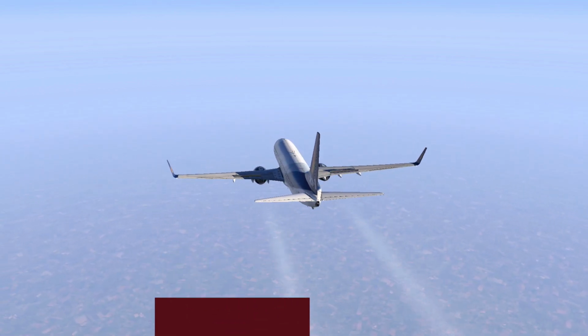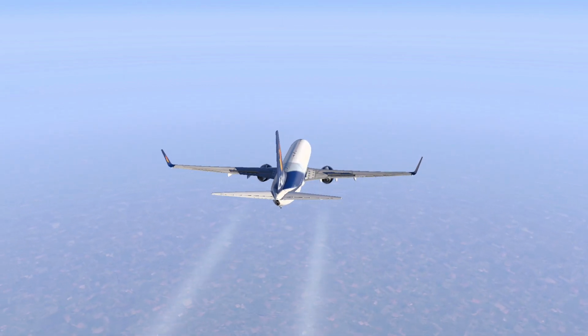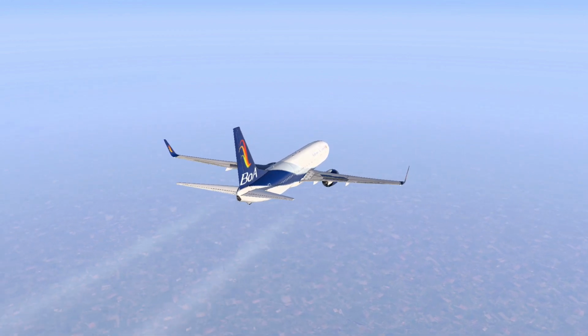We're going to be flying into Ezeiza International Airport in Buenos Aires, and I will try my best to get us on the ground safely.